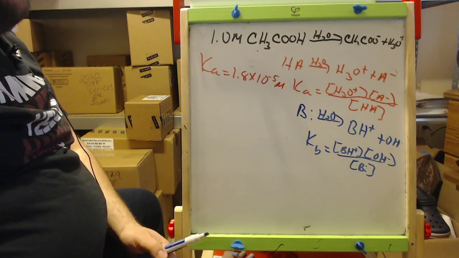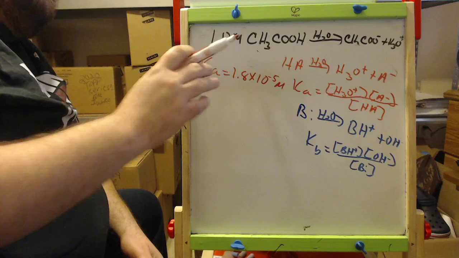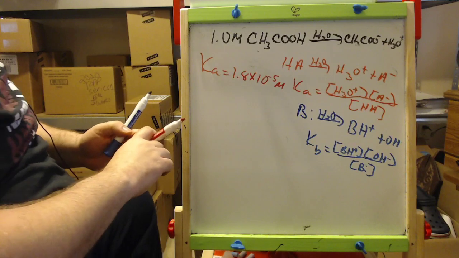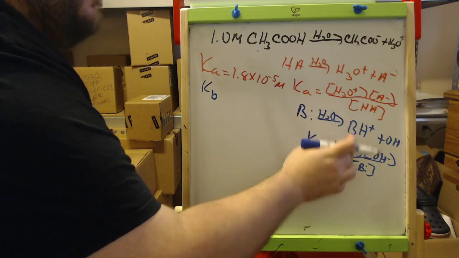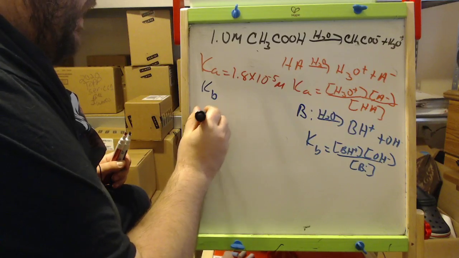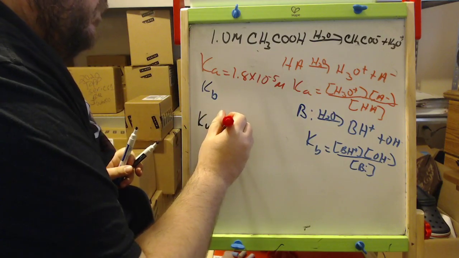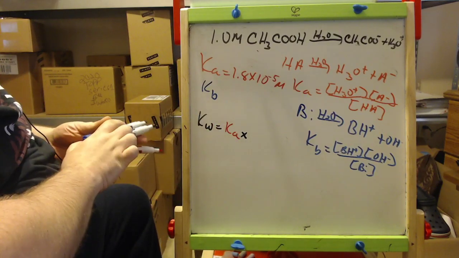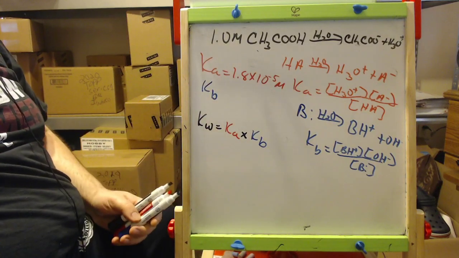It's on tables in your book. Now, since we talked about Kw and saying that water itself has hydroxide in it, every acid has some hydroxide in it. So if I have a Ka, I also have a Kb. And since they're based on hydronium and hydroxide, the formula we can use again is Kw equals Ka times Kb.